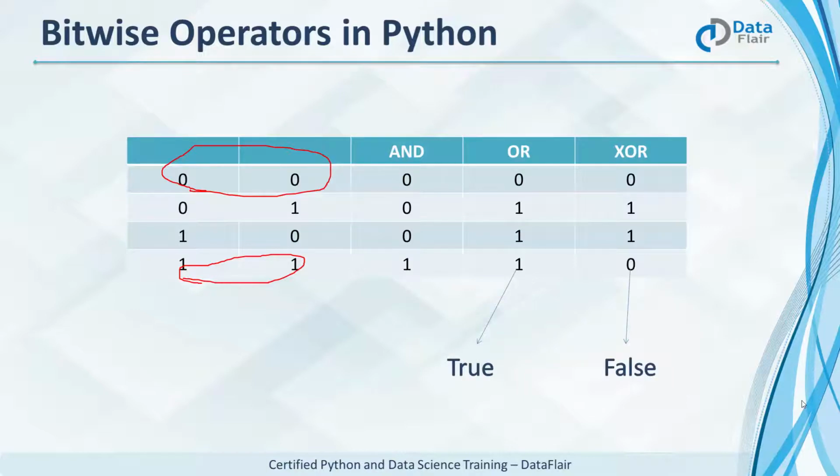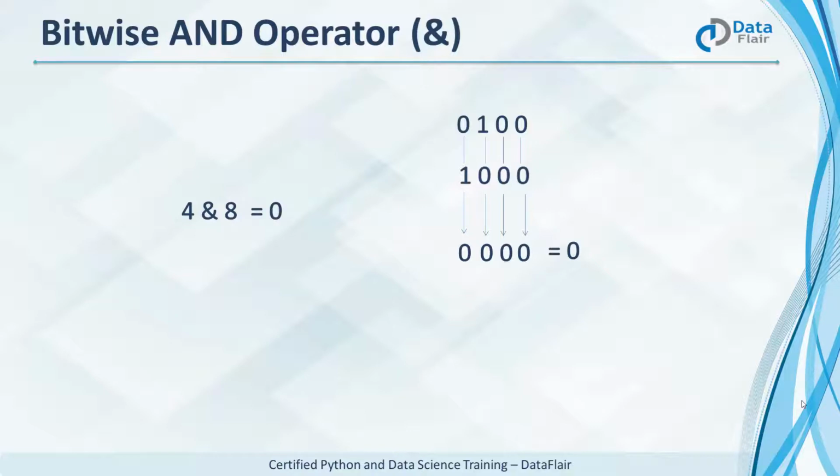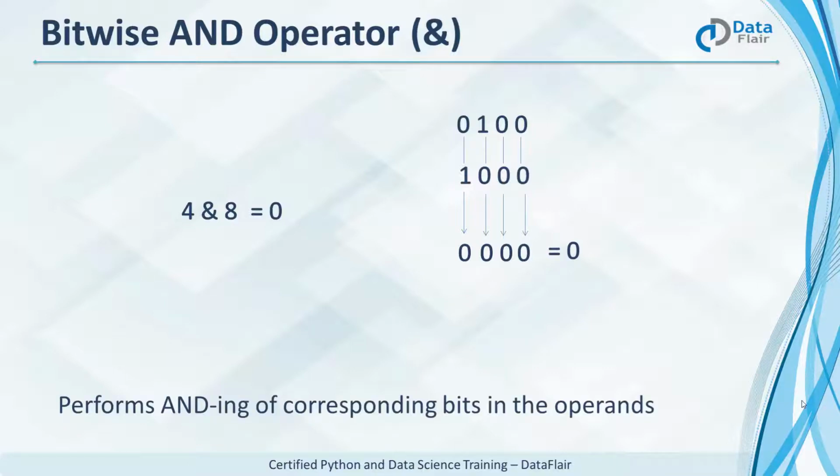Let's see the AND operator in action. 4 and 8. The binary for these are 0100 and 1000. Now by the logic we just discussed, 0 and 1 is 0, 1 and 0 is 0, and 0 and 0 is 0. This gives us 4 zeros. This is the binary for 0. To summarize, the AND operator performs the ANDing of corresponding bits in the 2 operands.